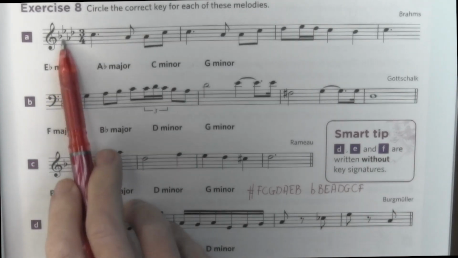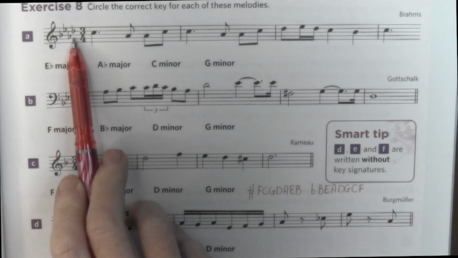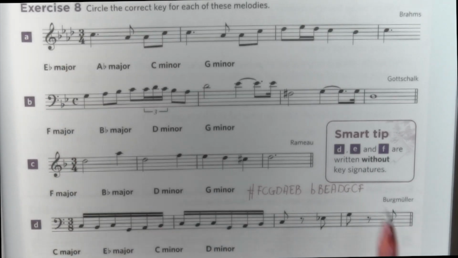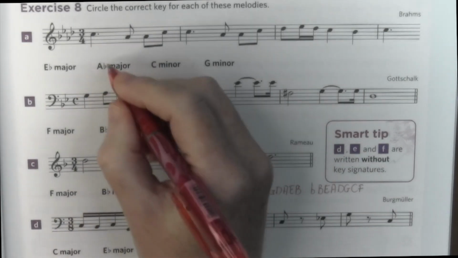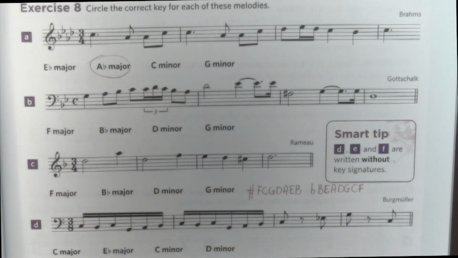Okay, we have 4 flats here, and 4 flats means A flat major or F minor. What do we have here? Just A flat. So A flat.